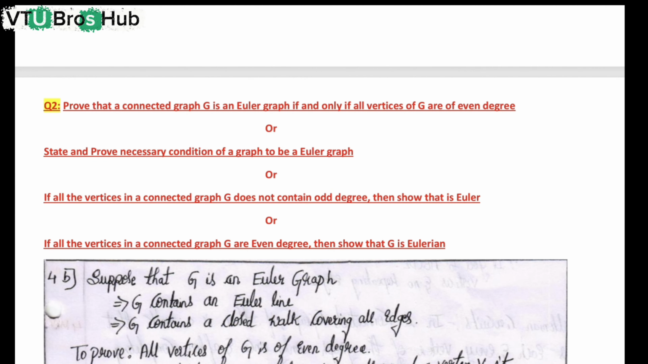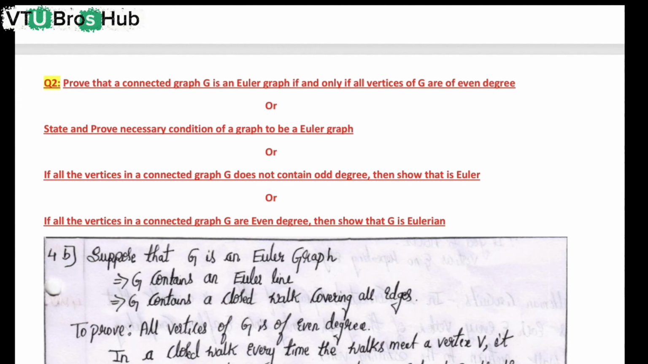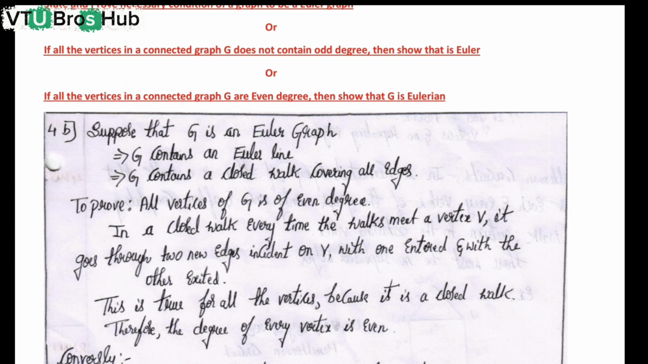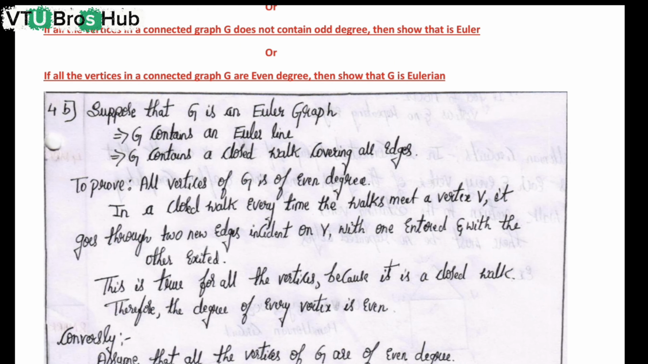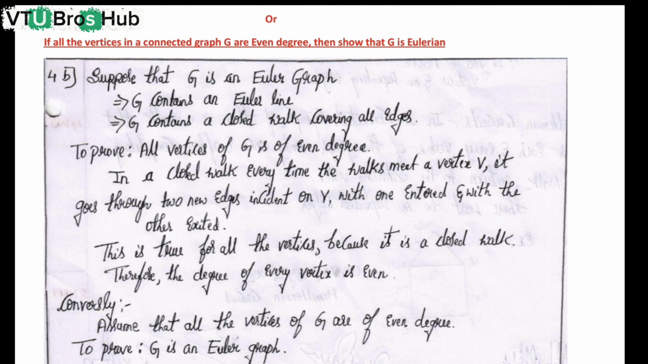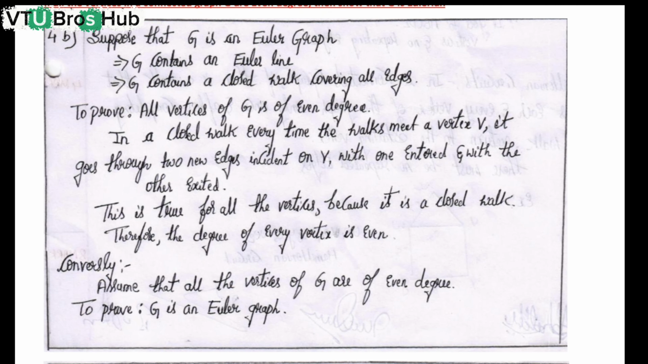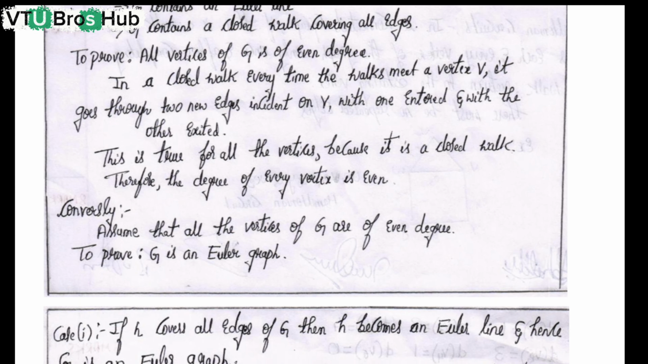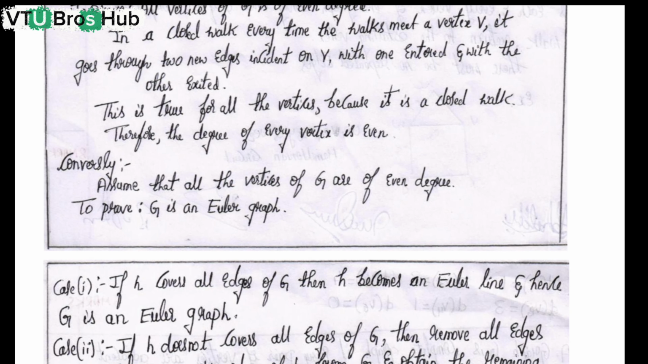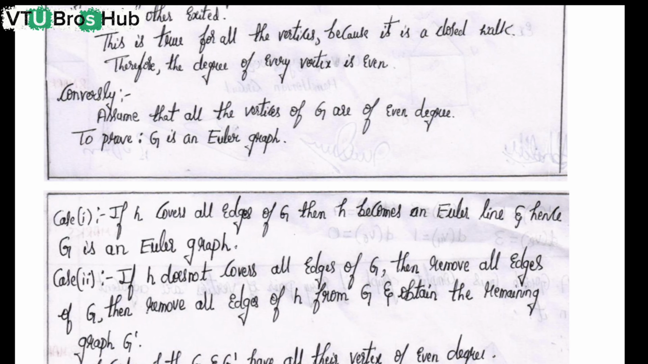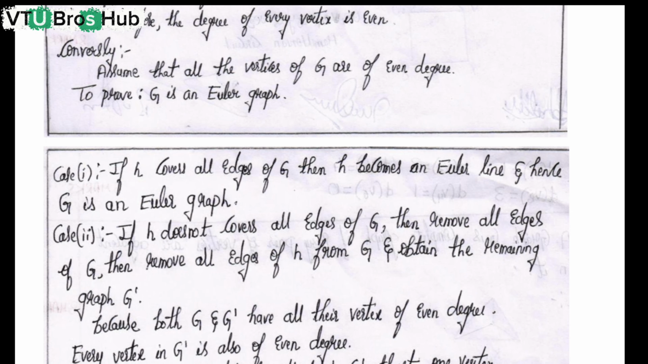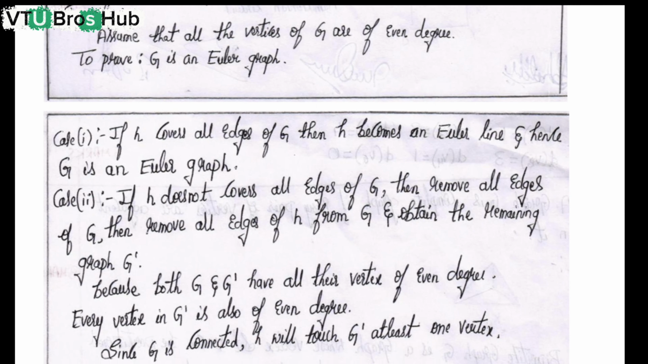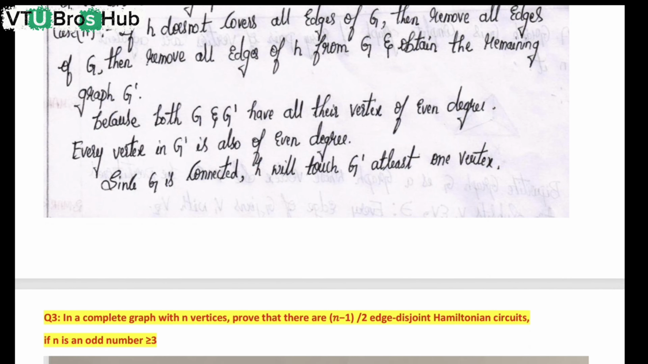Question: prove that a connected graph G is an Euler graph if and only if all vertices of G are of even degree. Statement: a connected graph G is an Euler graph if and only if all vertices of G are of even degree. Proof: in a connected graph G, if all the vertices are of even degree, then we can construct an Euler circuit by choosing any vertex as the starting point and traversing all edges exactly once, without getting stuck at any vertex. This is possible because at every step, there is an even number of untraversed edges at each vertex. Hence, G is an Euler graph.